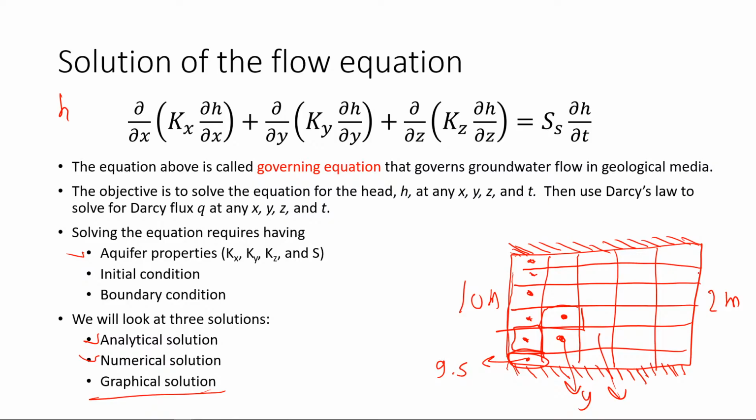And in order to do this, if it's a transient case, we need the initial condition if we're interested in a transient solution. If it's a steady state, it doesn't matter because it will converge to the steady state anyway. And then we need to define the boundary condition as well. Yeah, so we need to define our boundary condition to solve this equation.